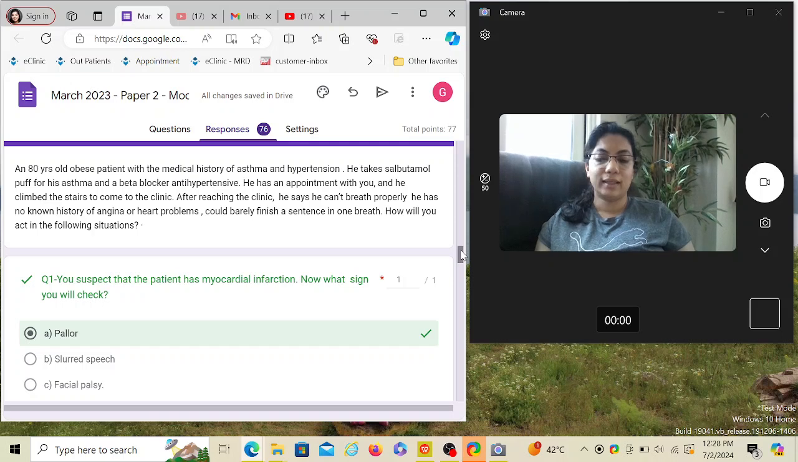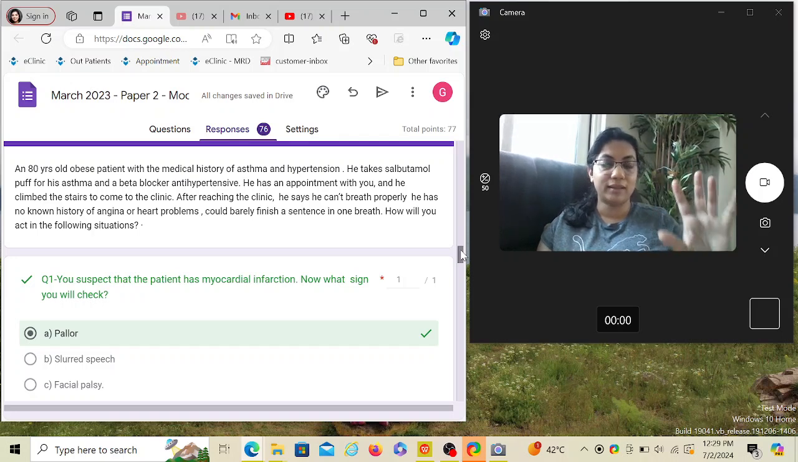So he's struggling because he's unable to breathe, unable to say a sentence in one breath. And he actually says that he can't breathe properly. So he's struggling to breathe. So maybe he got tired, or maybe his heart is not pumping enough oxygen. That is because of his age, or the heart is having some problems. That's why it's unable to pump the oxygen.